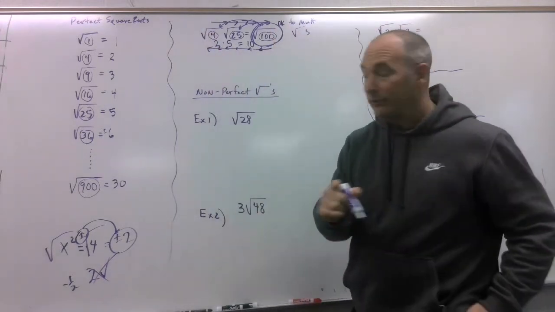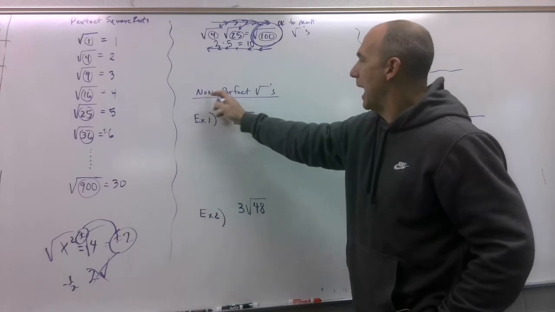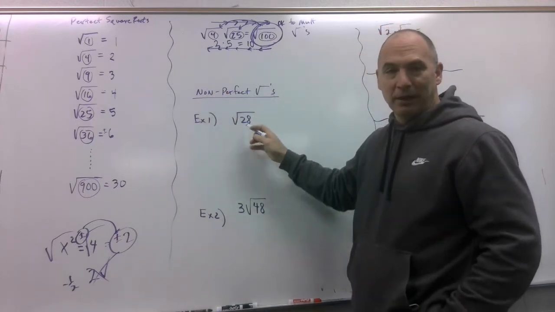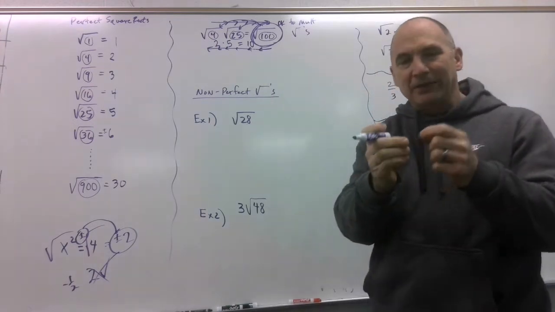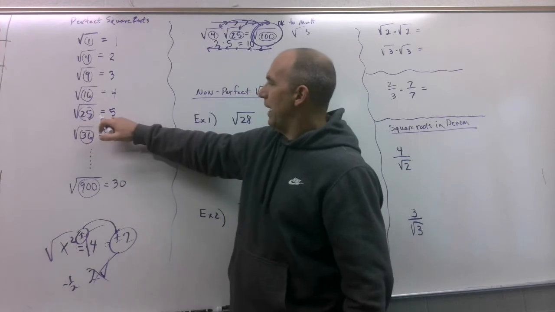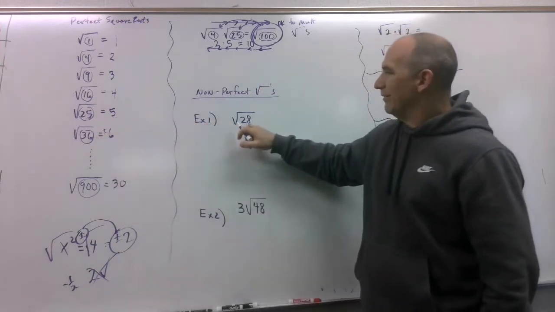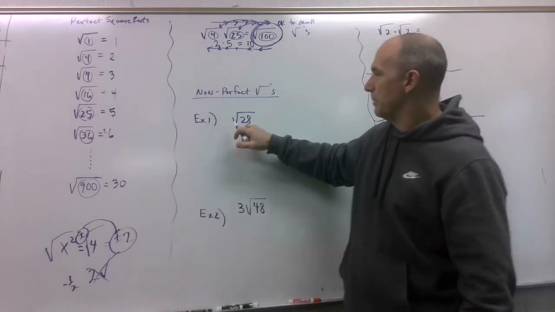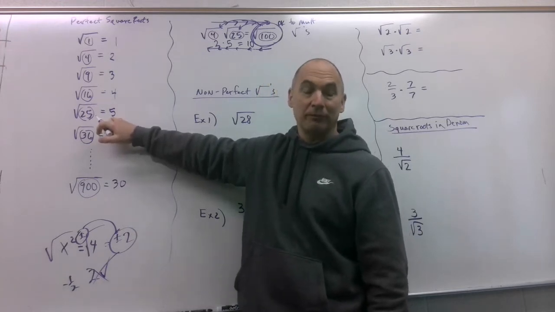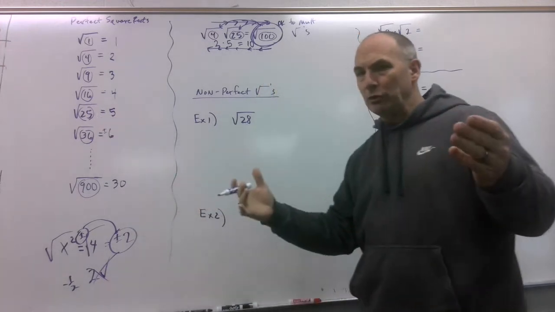With that in mind, notice the title, Non-Perfect Square Roots. See, the square root of 28, if I took that in my calculator, I'd get 5 point something. In other words, the square root of 25 is 5. The square root of 28, the area is a little bit bigger, so the side would have to be a little bit bigger in order for the area to be 28, okay? So what do we do with this?